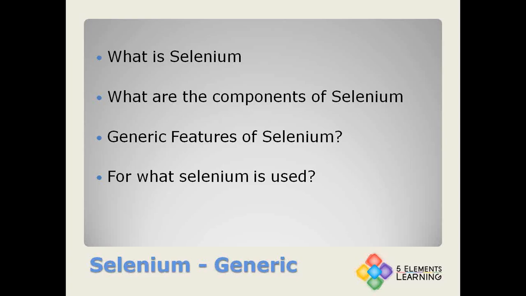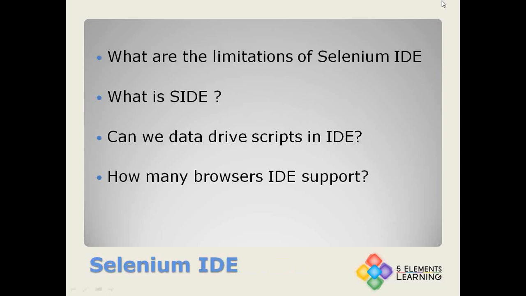You should answer completely: Selenium is an open source tool for automating your web applications. And it is a tool which is supported by multiple programming languages, multiple browsers, and works on multiple operating systems as well. What are the different components of Selenium? You have got IDE, Grid, WebDriver, and RC. What is the generic feature of Selenium? The generic features are that it supports multiple browsers, multiple operating systems, and multiple programming languages. What is Selenium used for? It is used for test automation for web applications.